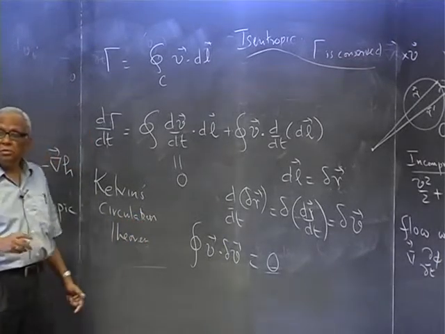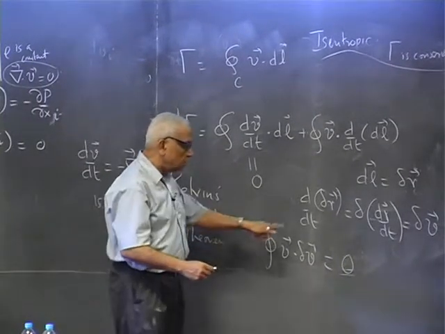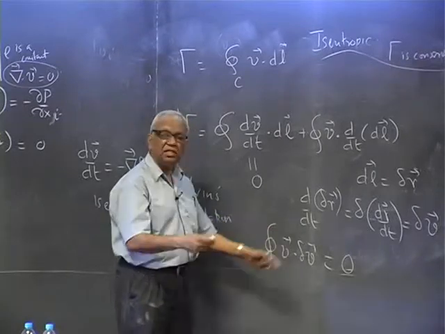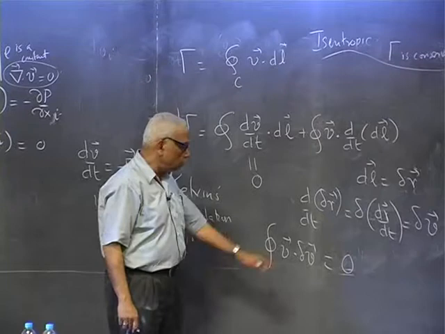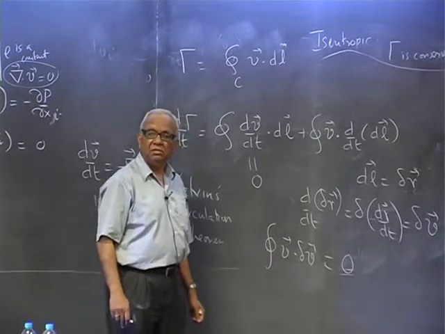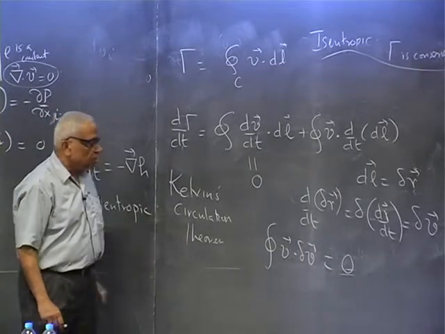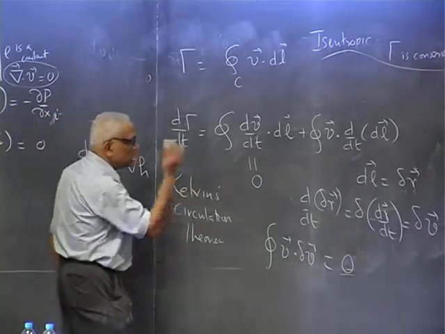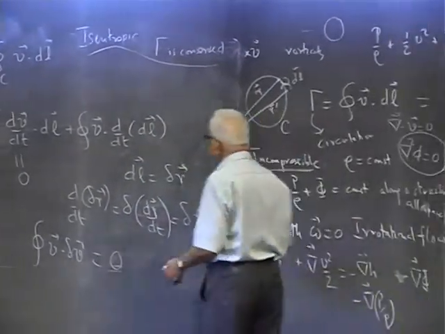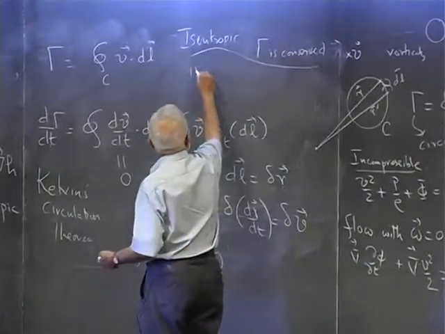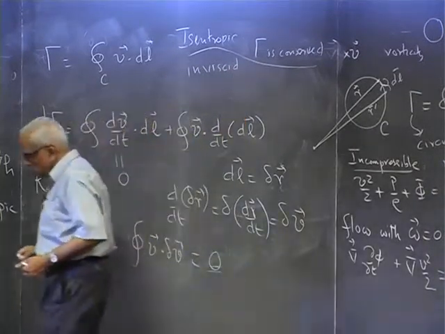It's a closed circuit integral, so delta of V squared goes round the path over here. So you start, I mean, it's a perfect integral. So this is Kelvin's circulation theorem, that gamma is constant in time for inviscid isentropic flow. So for inviscid isentropic flow, gamma is conserved.